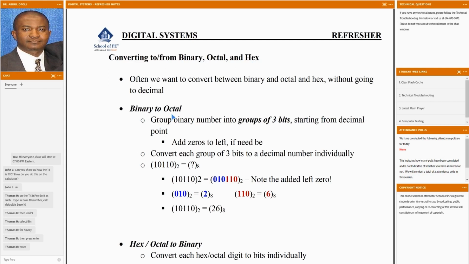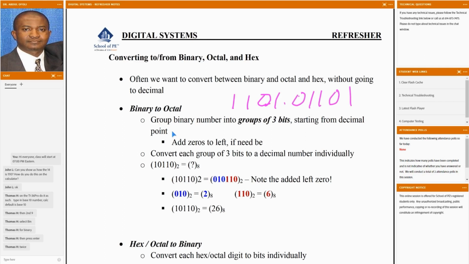Binary to base 8, right? What's the shortcut? The first thing you want to do is group the binary numbers into groups of 3 bits. This is very important. Starting from the decimal point. So if I have a number, 1101, and then let's put 0.01101, something like that, I have the whole number and I have the fraction.